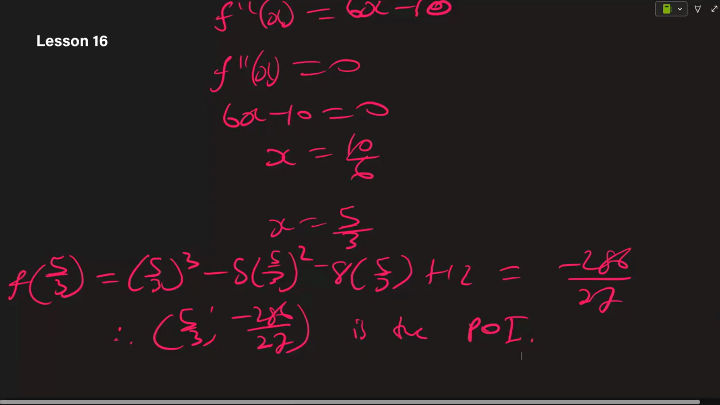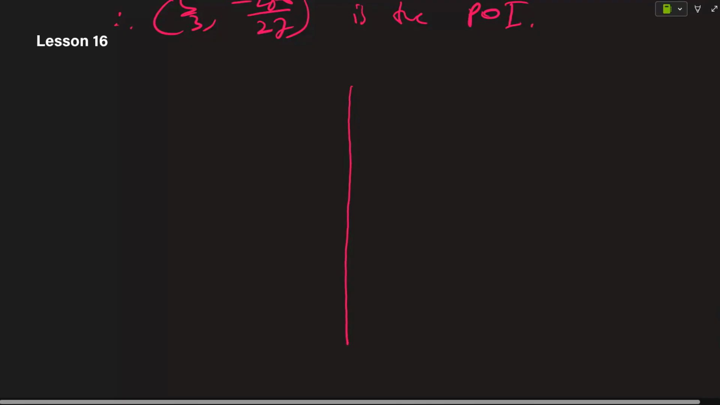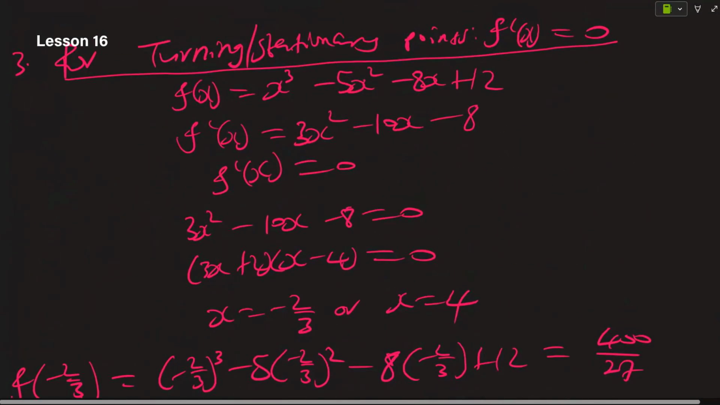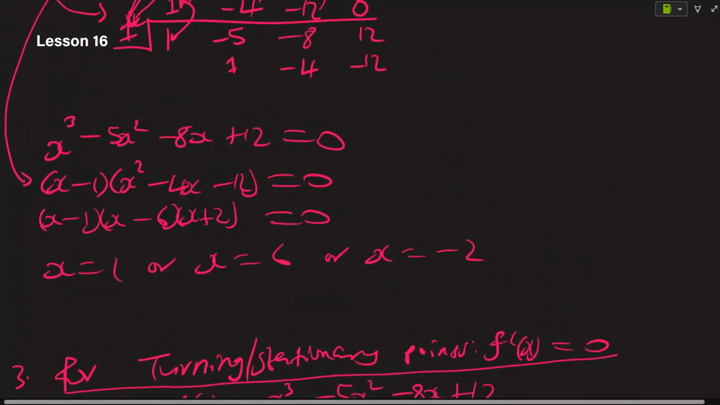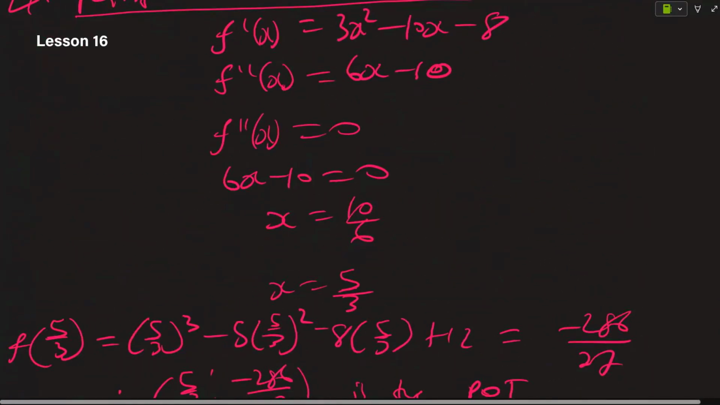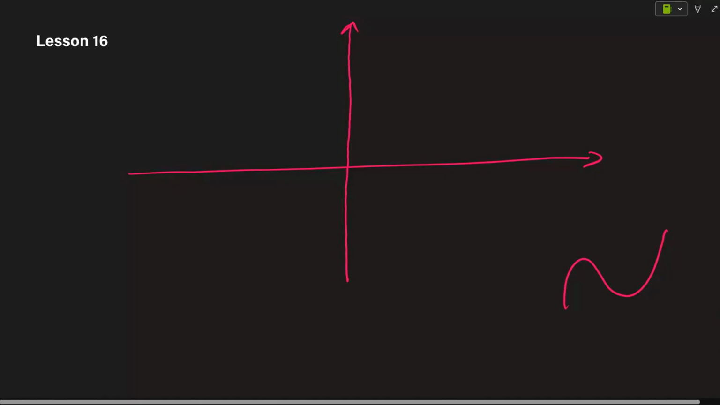So now, let's sketch our graph. Number one, let's check our graph. What is A? A is positive. Remember, when A is positive, our graph will take this shape, and when A is negative, our graph will take that shape. So that means our graph will take this shape.